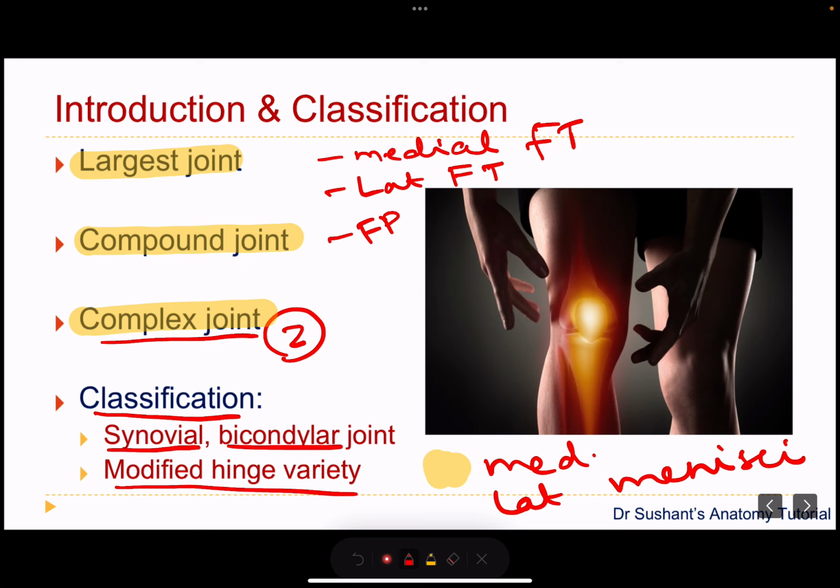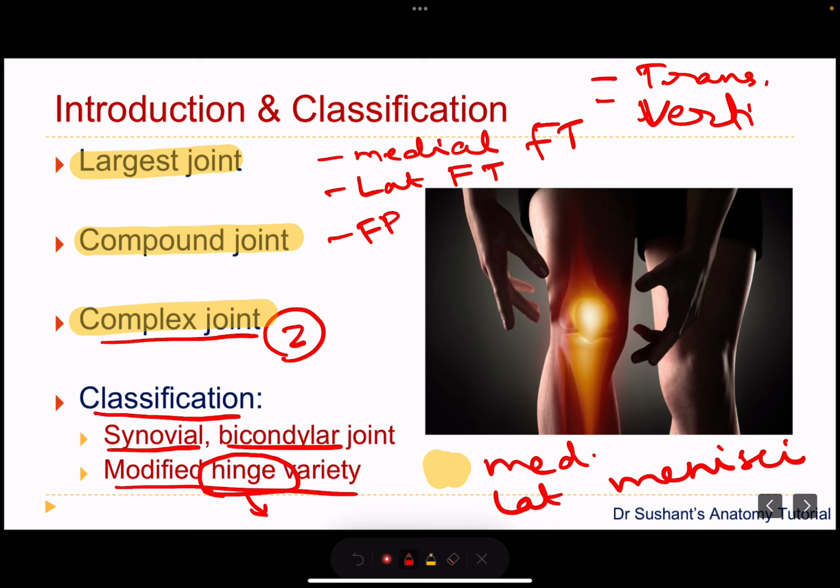So you will get to see two axes in the knee joint. There's a transverse axis along which flexion and extension of the knee joint takes place. We also have a longitudinal vertical axis along which slight medial and lateral rotations take place. That is when the knee is being locked and unlocked. Therefore, it is a modified hinge variety.